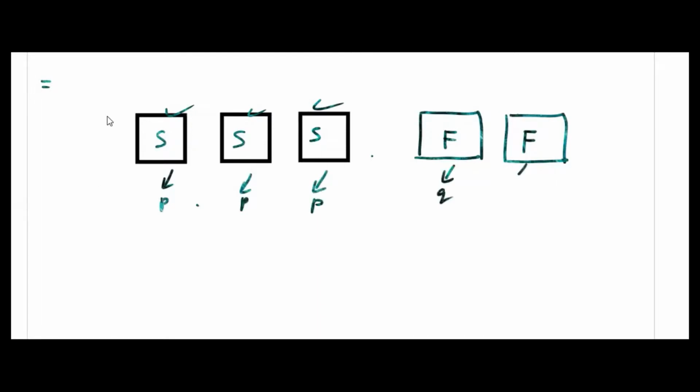Here Q. So P power 3, Q power 2, and then we have selected 3 out of 5. We'll write this as probability of X equals 3. Remember, we want 3 successes, probability X is 3. So this is the formula. Now go back there.